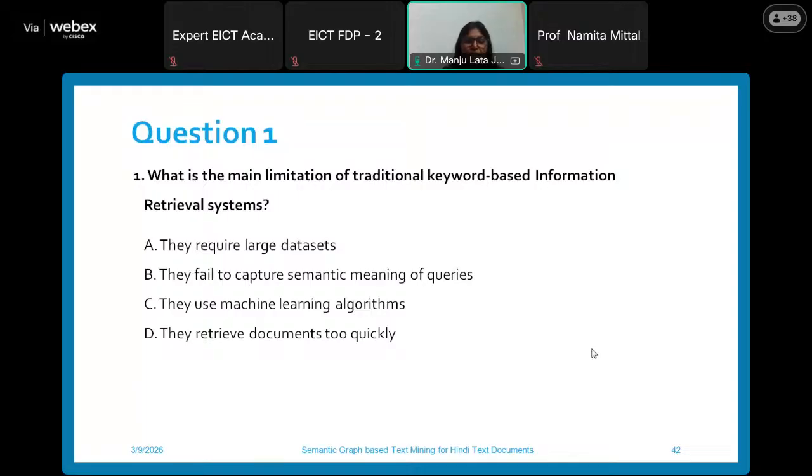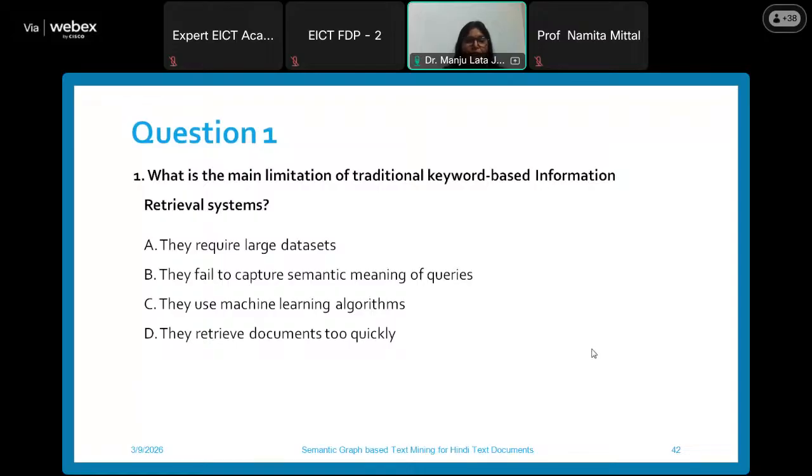Then what are the challenges with the IR, Hindi IR, and then semantic graphs, how the semantic relationships are helpful, its architecture, performance, rank, and so on. On the basis of that, I framed a few questions, and I would like to ask all of the participants these questions.